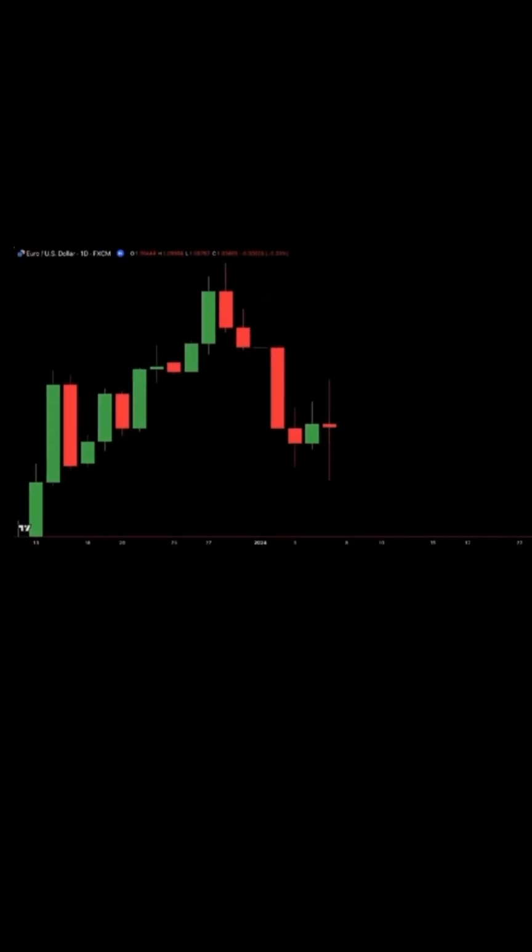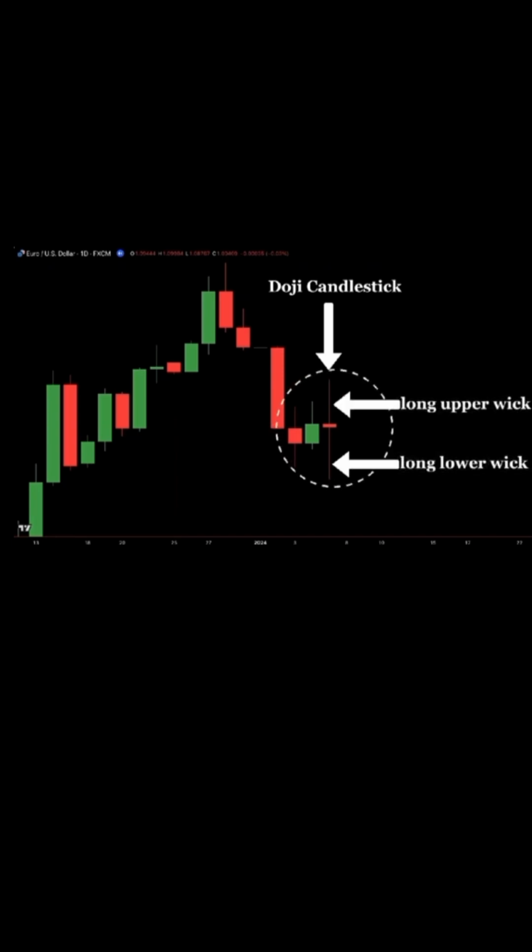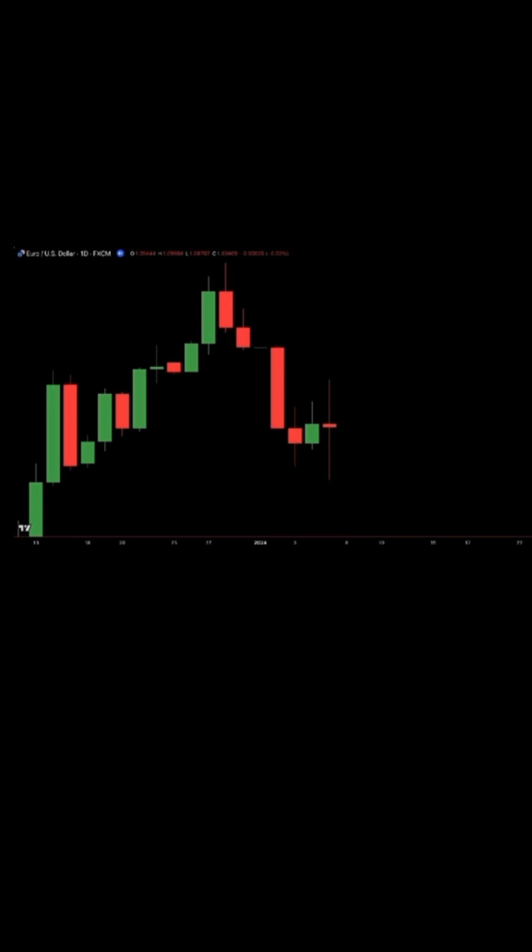Unlike the hammer or shooting star, which signal clear reversals, the doji represents indecision in the market. A doji is a candlestick pattern that signals indecision in the market. It forms when buyers and sellers push the price in both directions, but by the time the candle closes, neither side has won. The result is a candle with an open and close price that are nearly the same, creating a very small or non-existent body. The key characteristic of a doji is its long upper and lower wicks, showing that price moved up and down before settling back near its opening level. This pattern often appears after strong trends or in consolidation phases, signaling that the market is at a decision point.